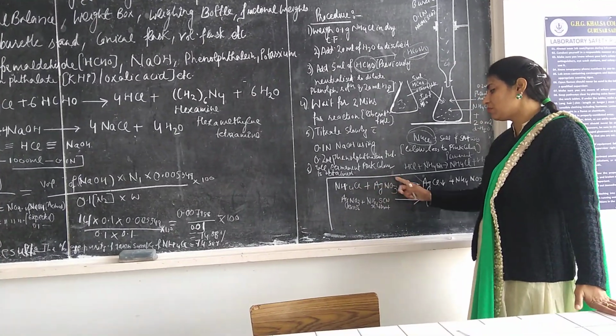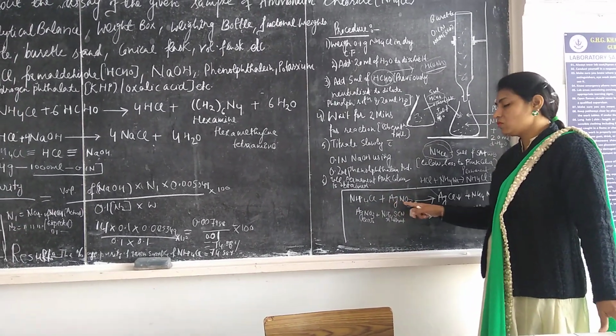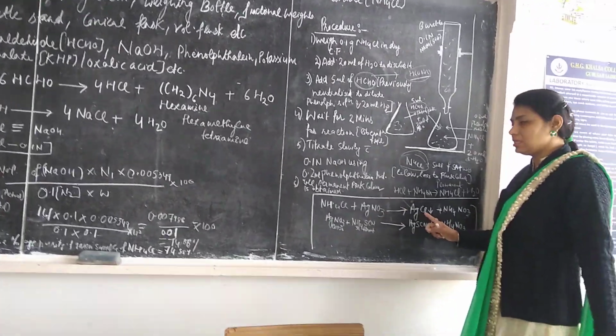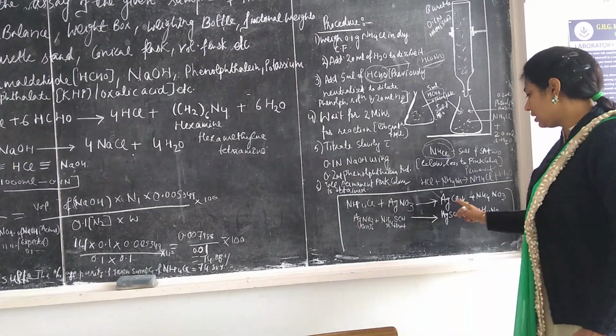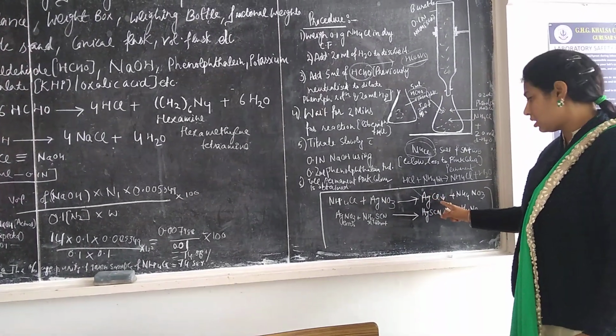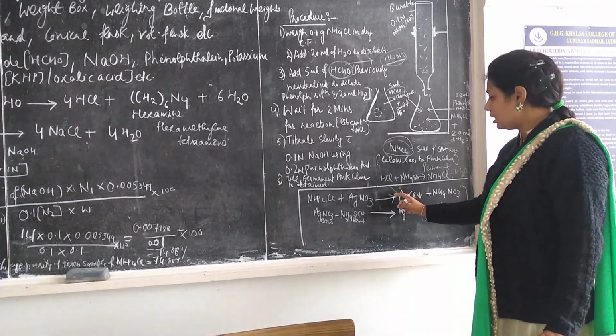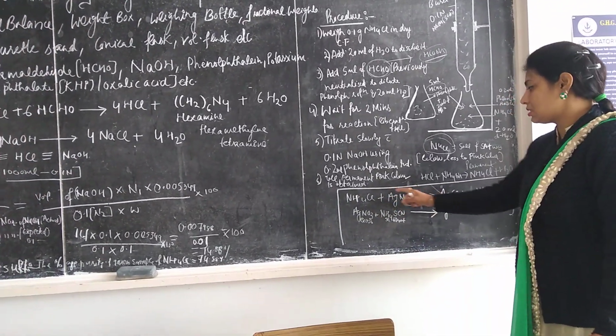It is reacting with my precipitating agent. Silver nitrate is a precipitating agent. It will lead to the formation of AgCl, that is silver chloride. Here silver chloride precipitation occurs along with the formation of ammonium nitrate. So this is in the excess.